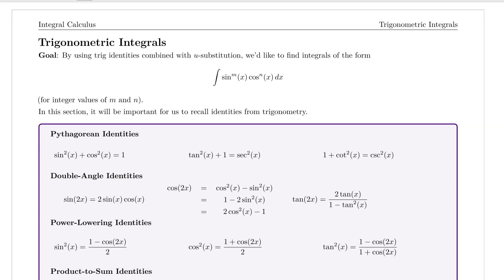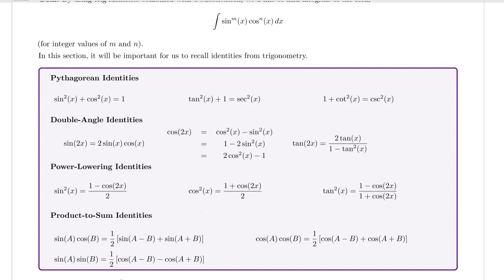In this section, it will be important for us to recall identities from trigonometry. So here are various identities that would be useful to memorize for this section. Feel free to pause the video and take a look at these.